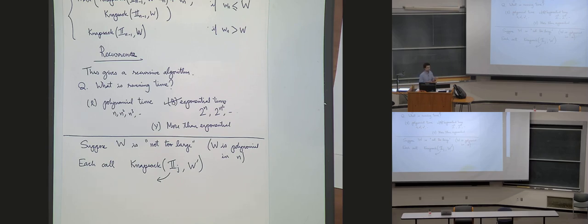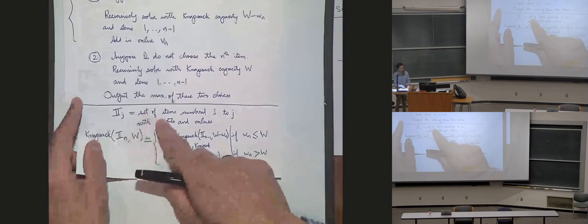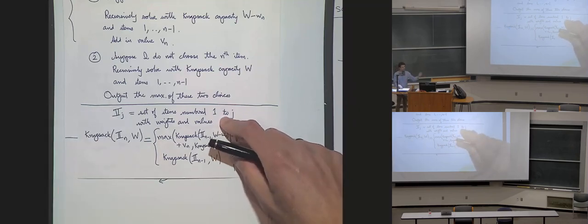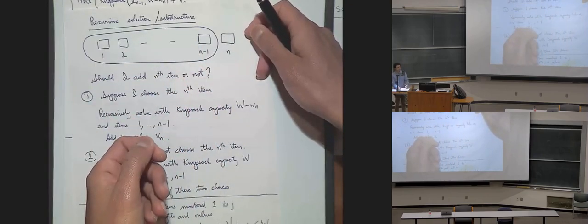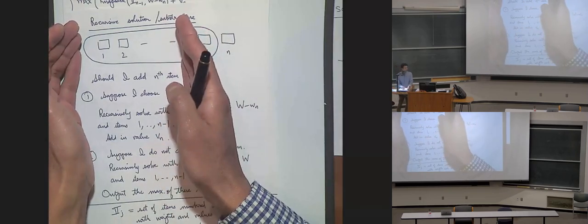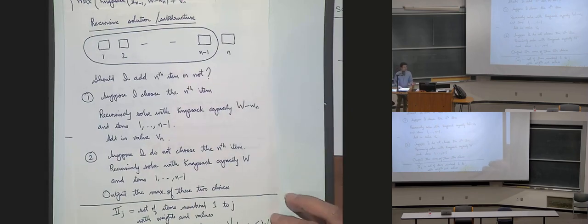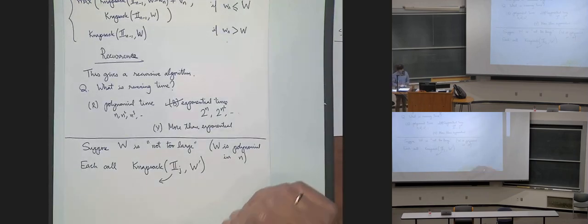Someone said, yeah? N, right? Because, remember, I_j is the set of items numbered 1 through j. So there are only n possibilities. J goes from 1 to n. Because the way we're doing our recursion is we're peeling off one item at a time. So the remaining stuff is the argument, and there are only n possible choices for that argument. Okay, so there are n choices for this.